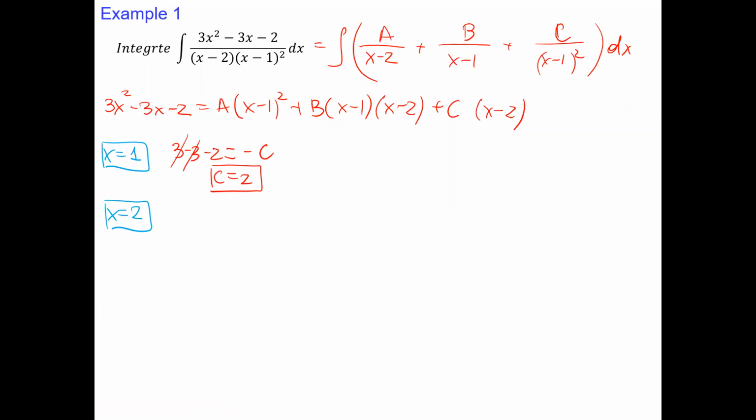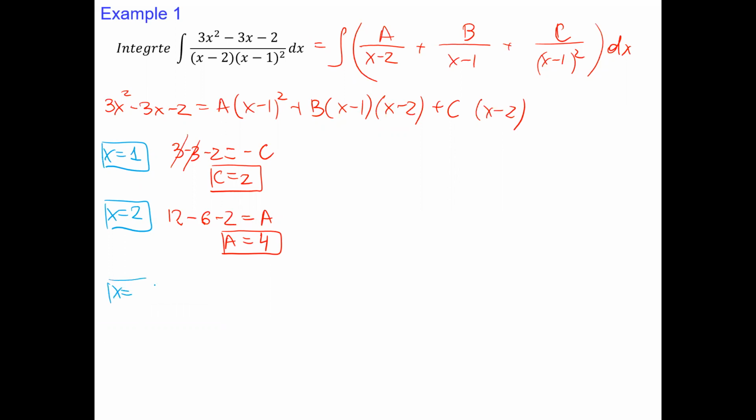2 squared is 4. 4 times 3 is 12. 2 times 3 is 6 minus 2. 2 minus 1 is 1. 1 squared is 1. 1A. 2 minus 2, 0. 2 minus 2, 0. Okay? It means A is 4. Also not bad. And then, since one of the terms is repeated, we only have 1 and 2 as roots of the denominator.